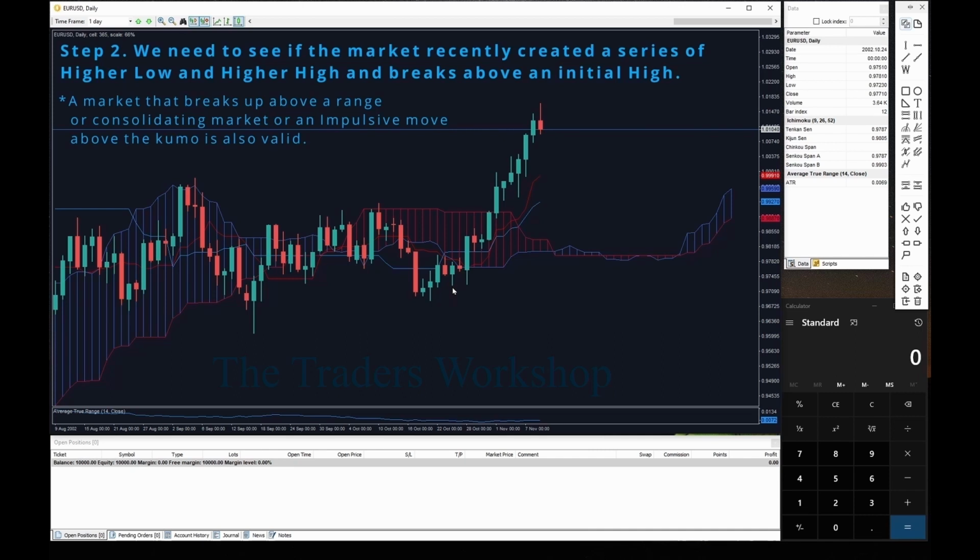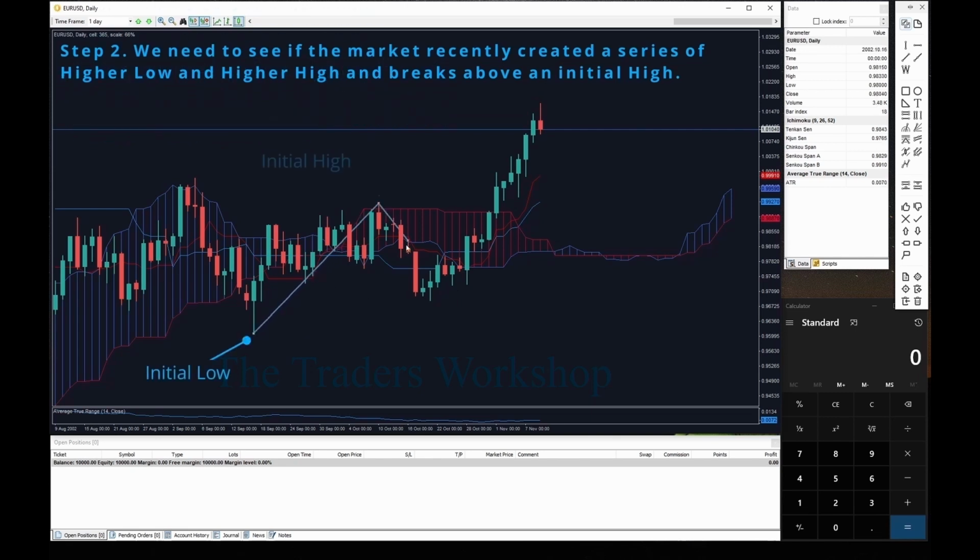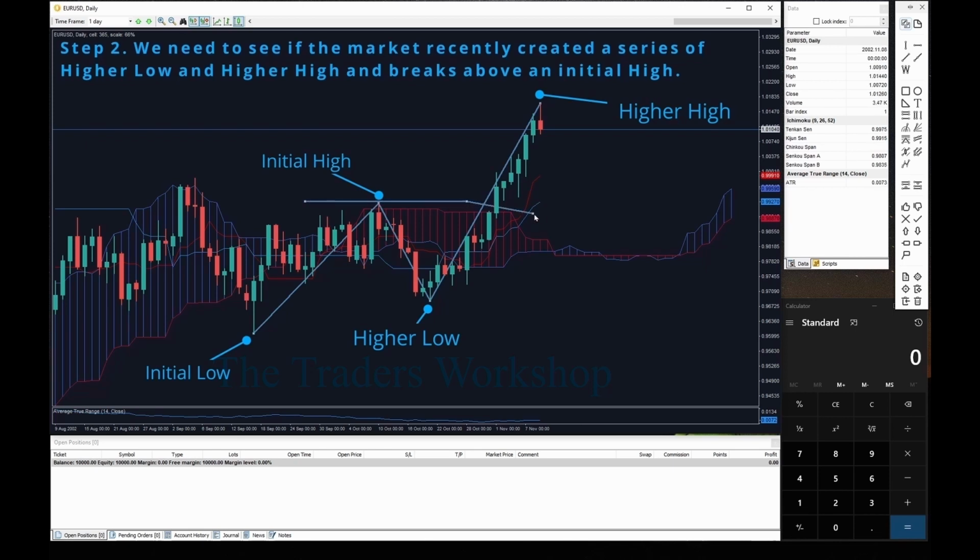Let's find out if the market is trending higher. And as you can see, the market is already trending higher. The initial low here, the initial high here, higher low here, and higher high here. Finally, breaking above our initial high. Step number 2, check.